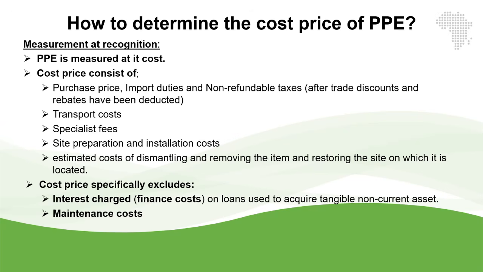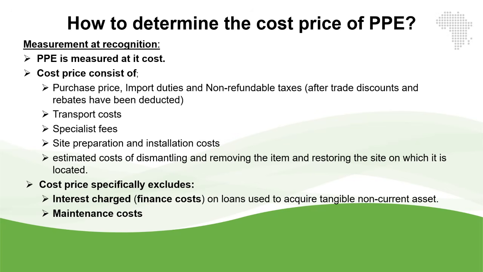What we need to understand here is what will be excluded specifically from the cost price of property, plant and equipment: it's the finance cost or interest charged on loans that you have used to acquire that tangible non-current asset. For example, if you are buying a building and you took out a mortgage bond, then the interest that you're going to pay on that mortgage will not form part of the cost price of that property, plant and equipment, which is your building.